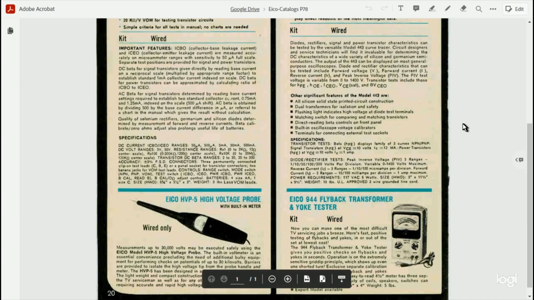Other significant features of the Model 443 are all silicon solid state printed circuit construction, which isn't totally truthful because a lot of it's point-to-point wiring off the switches, the majority of the hard stuff anyways. Dual transformers for isolation and safety. Flashing lights indicate high voltage at diode test terminals. Matching switch for comparing and matching transistors. Direct reading beta control on front panel. Built-in oscilloscope voltage calibrators. Terminals for connecting external test sockets.